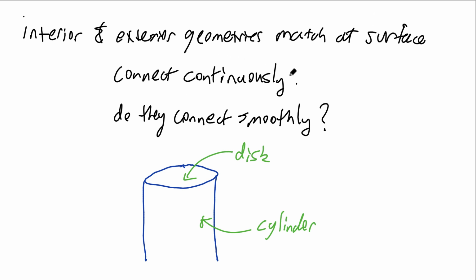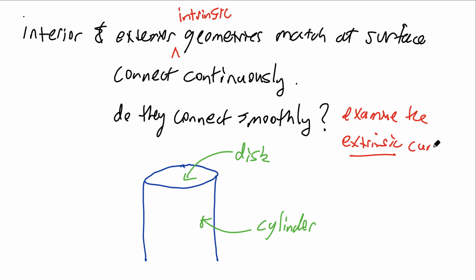So a continuous connection requires the geometries to match at the surface, and the geometries are intrinsic geometries. So we examined the intrinsic geometry of the three-dimensional surface from interior and exterior and made sure that those intrinsic geometries matched. To determine whether the matching is smooth, we have to examine the extrinsic geometry, or the extrinsic curvature.